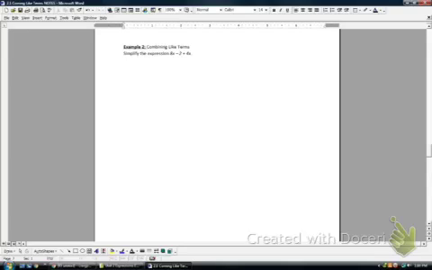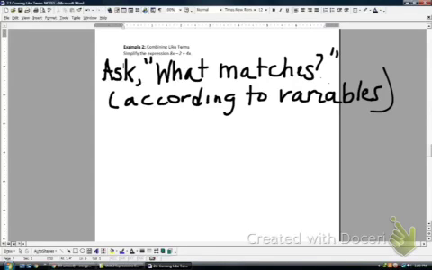So let's look at example 2. Example 2 says simplify the expression 8x minus 2 plus 4x. When I simplify the expression, I ask myself, what matches? So I ask myself what matches according to the variables. So I look at that expression and I have 8x and positive 4x, or plus 4x. Those match because they both have an x in them.